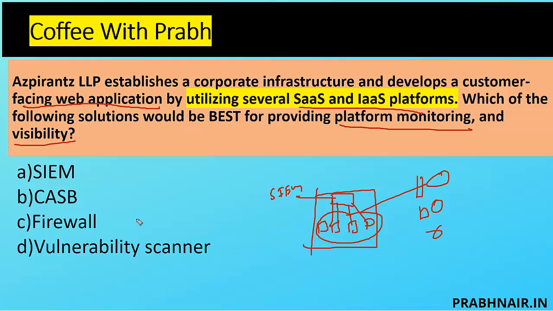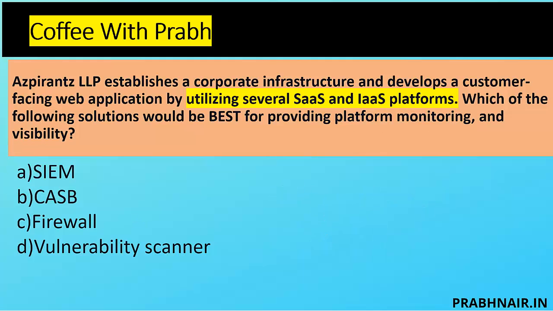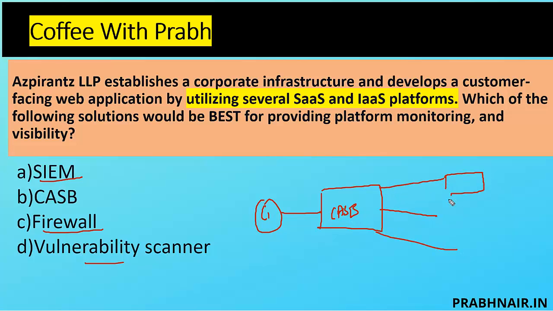What we use nowadays is called a CASB, because CASB has a feature of SIEM, a feature of firewall, and even a feature of vulnerability scanner. How? We have a customer here who subscribes to the CASB solution. The CASB is integrated with all the service models. Suppose in this case it is integrated with a SaaS, an IaaS, and another SaaS. Now the user is connected with the CASB. The CASB provides complete visibility into whatever is happening on the cloud.